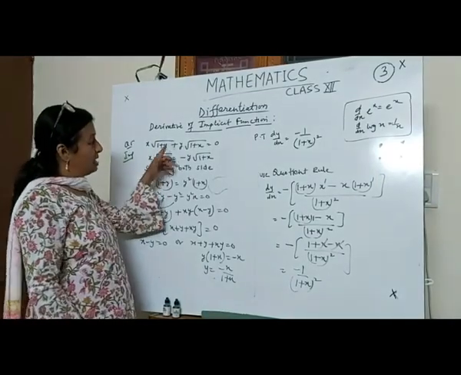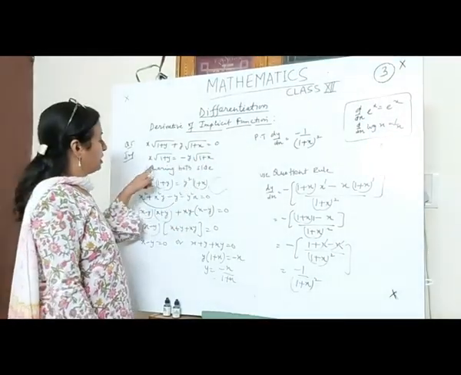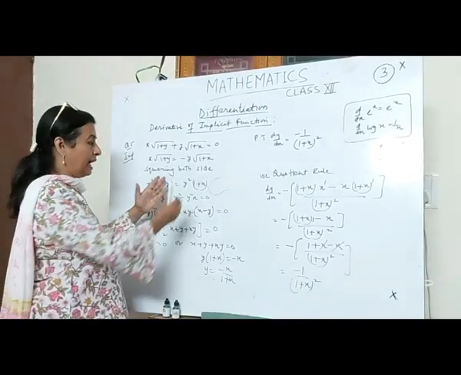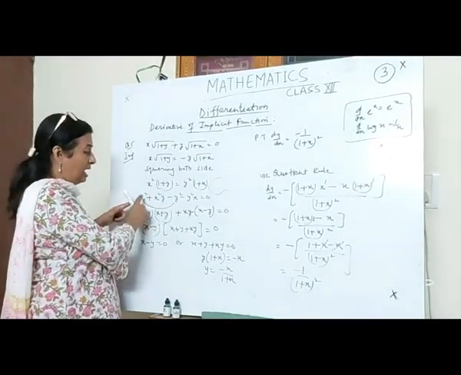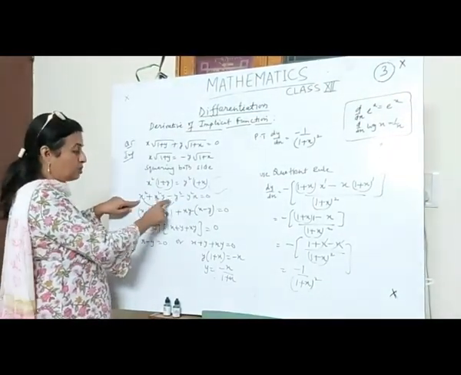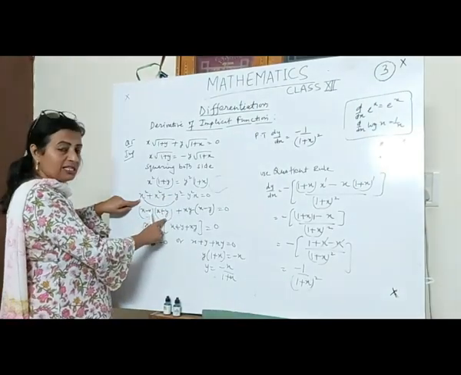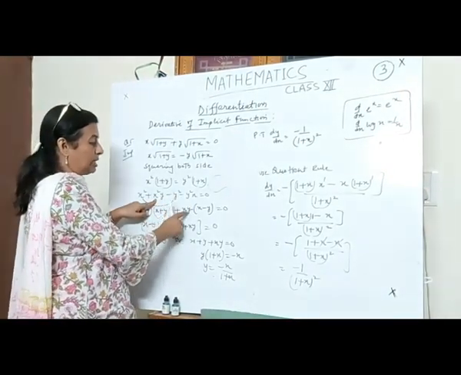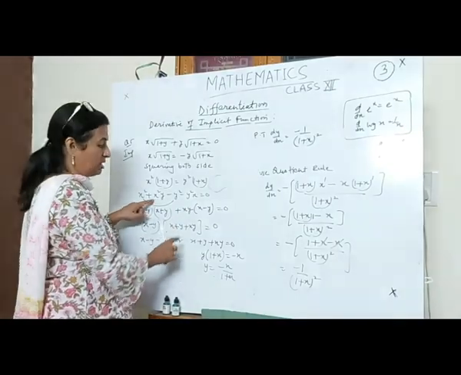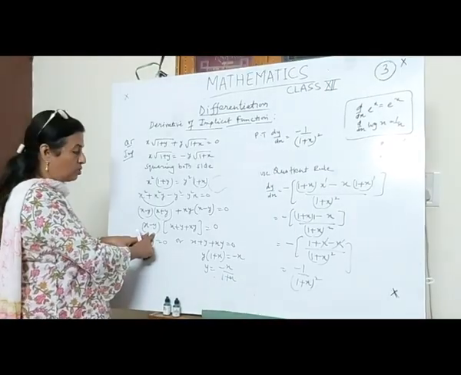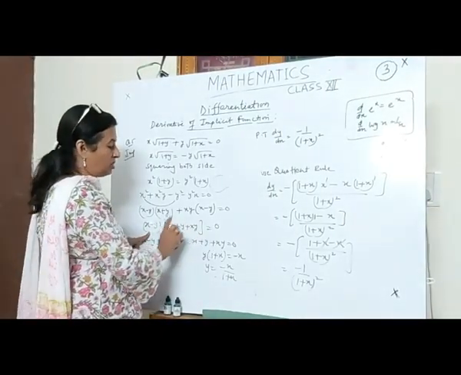x root 1 plus y, write this term this side. Squaring both sides to get this result. Write all the 4 terms together and factorize. We are taking x square minus y square together, so x minus y, x plus y. From these two terms I am taking xy common, so it is x minus y. Out of these two, x minus y is common. x plus y plus xy is equal to 0.